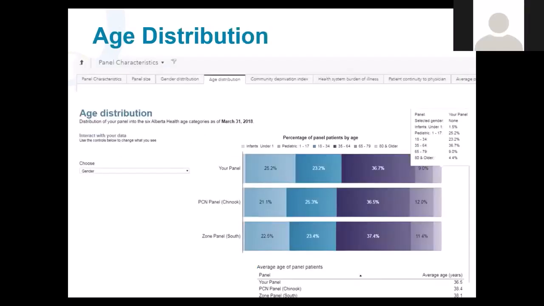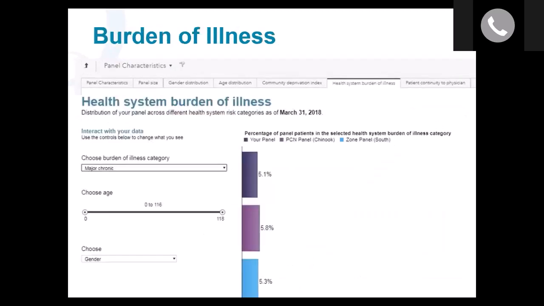The other thing I look at is the age distribution of the panel. In this example, the panel doesn't look to be a lot older than the average for the PCN or the zone. But in some cases, if the patient panel looks older, this could be an indication that they're over-paneled, that maybe they can't handle that many patients. I also look at the burden of illness. In some cases, the panel might be a lot sicker than the average for the PCN or the zone.